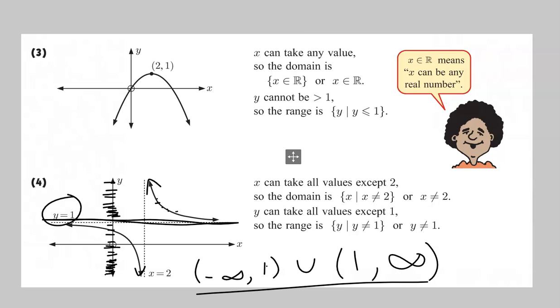But look what they did. They did it a little bit easier way, a little shorter way. They said y is all real numbers y, such that y does not equal 1. So y is every real number, the range is every real number except for the one that y doesn't equal. So it's every real number except for 1. So that's a good way to express it also.